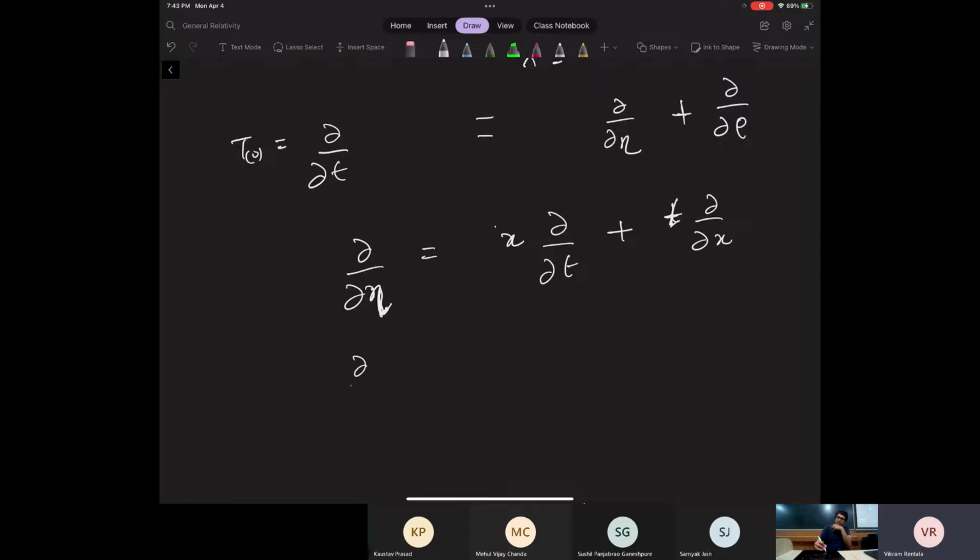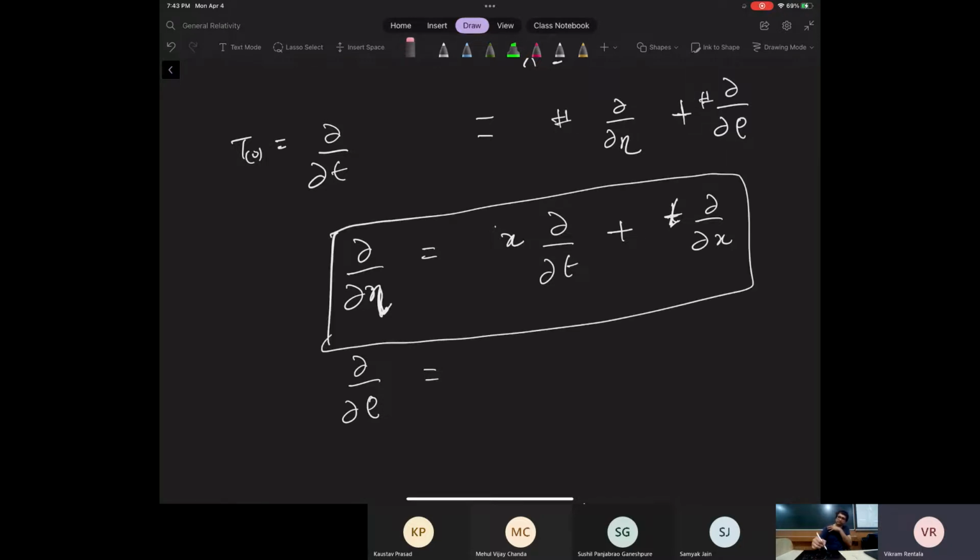Okay, and partial rho... sorry, I have to work it out. But let's just keep this one, and I'll show you what this one means. So this is a Killing vector.